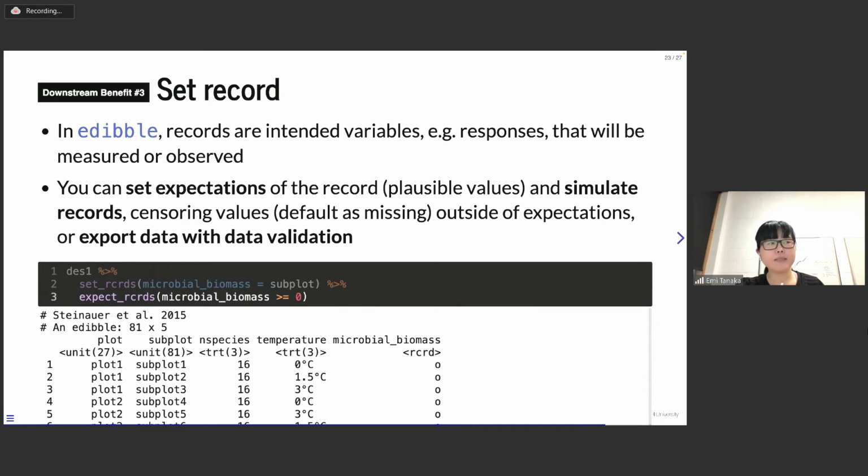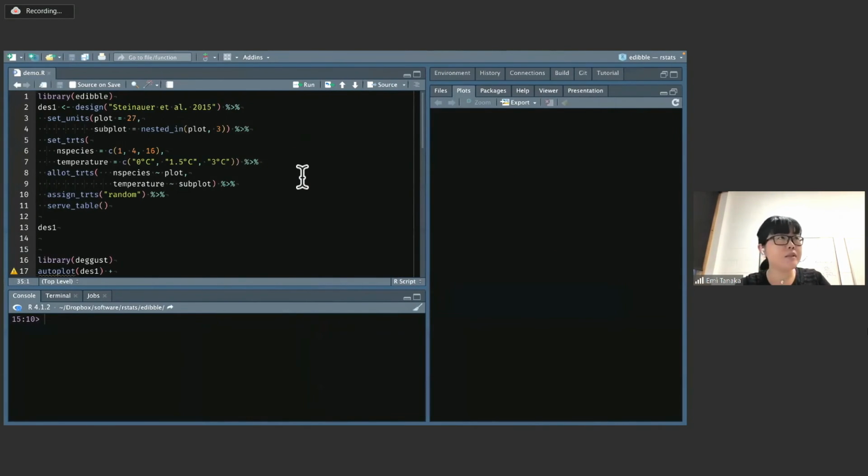The next step is this part where it's setting the expectation that this response is going to be a positive number. So I'll just show you a live code of this, so you can actually see how it works.